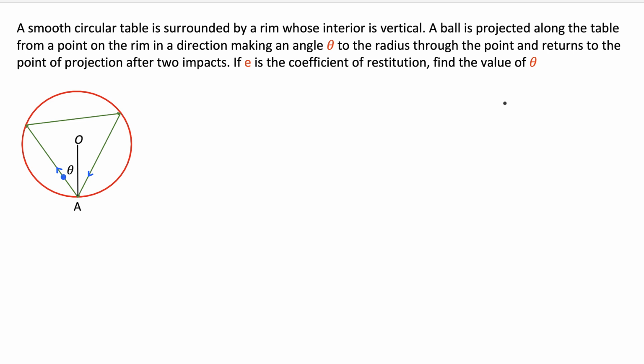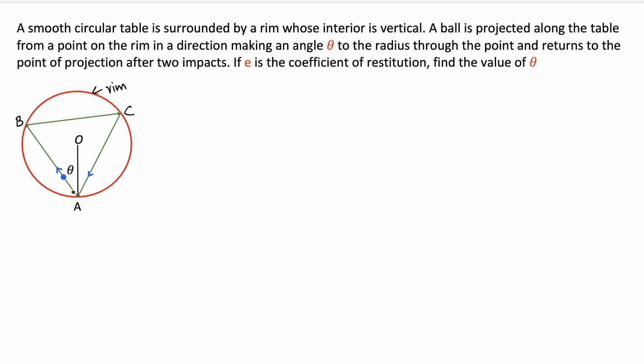So let's solve an interesting problem today, and I'm sure you will find it pretty engaging. The problem is that there is a smooth circular table, and it has a rim. So this, if you see, is a rim, and there is a vertical wall here, so that if you project a ball from here, point A, it will rebound at, let's say, point B and point C.